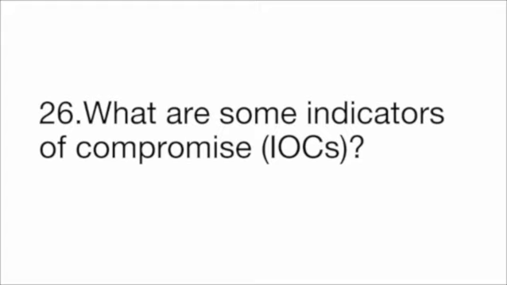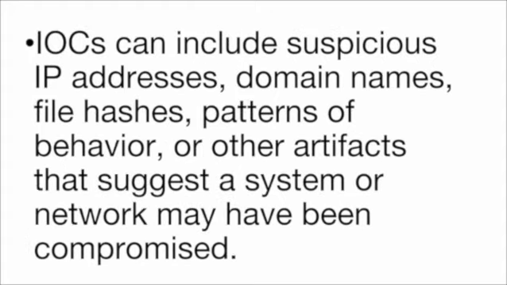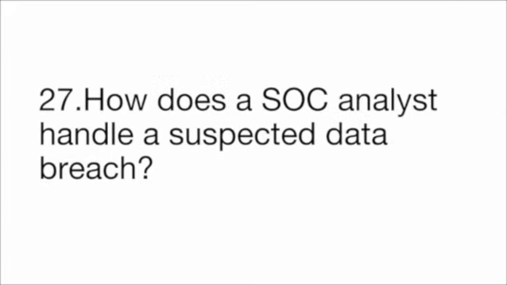26th question is, what are some indicators of compromise, IOCs? What are some IOCs? The IOCs can include suspicious IP addresses, domain names, file hashes, patterns of behavior, or other artifacts that suggest a system or network may have been compromised.